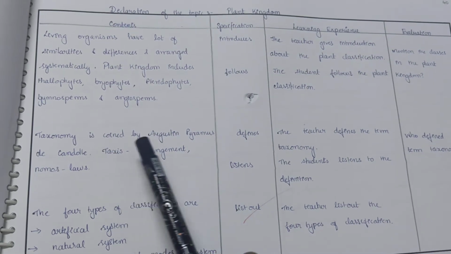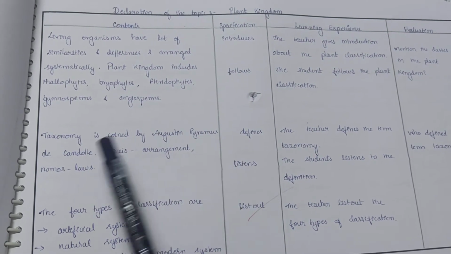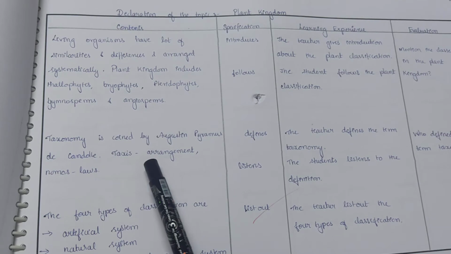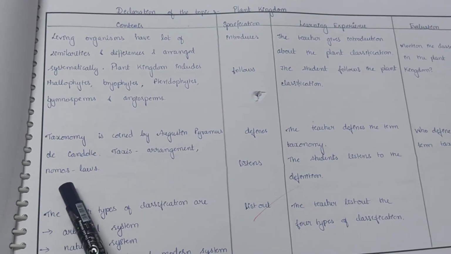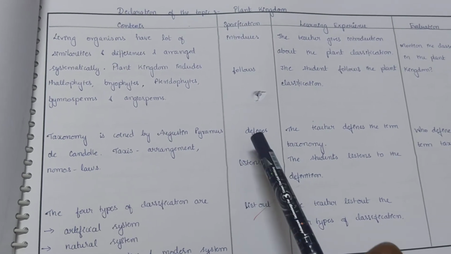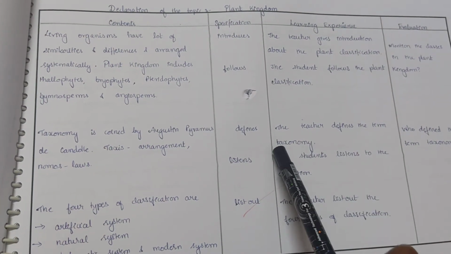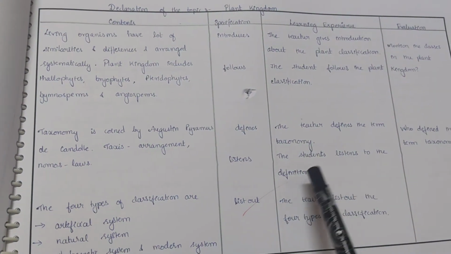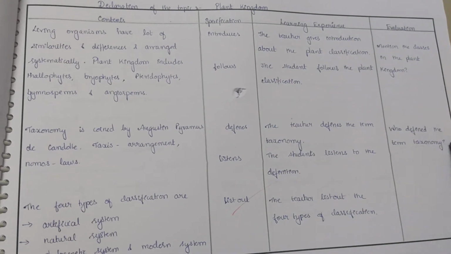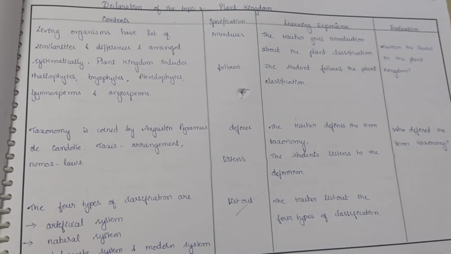Next, taxonomy was coined by Augustin Pyramus de Candolle. Taxis means arrangement and nomos means laws. Defines: the teacher defines the term taxonomy. Listens: the student listens to the definition. Who defined the term taxonomy?